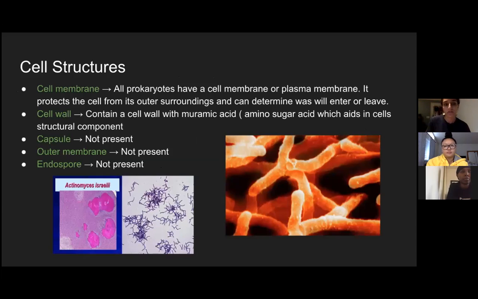All right, so with cell structures of Actinomyces israelii, they are going to contain a cell membrane, as do all prokaryotes and eukaryotes. It's going to protect the cell from its surroundings, and it's also going to determine what molecules will enter or leave. And then also it's going to have a cell wall, which is going to contain muramic acid, which is an amino sugar acid. And what that's going to do is it's going to help with the structural component of the cell wall. And then capsules, outer membrane, and endospores are not present with Actinomyces israelii.